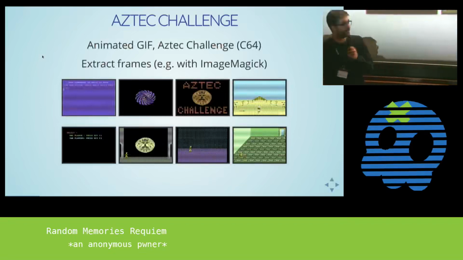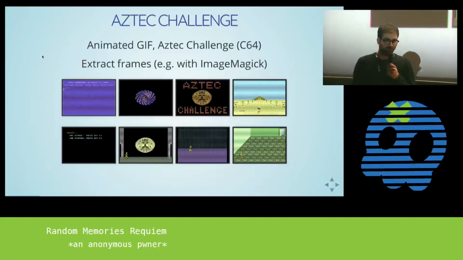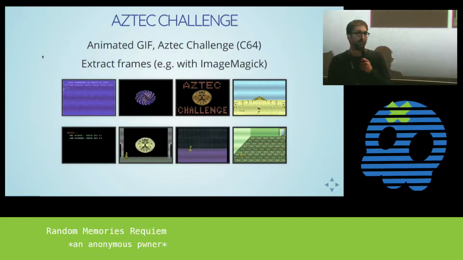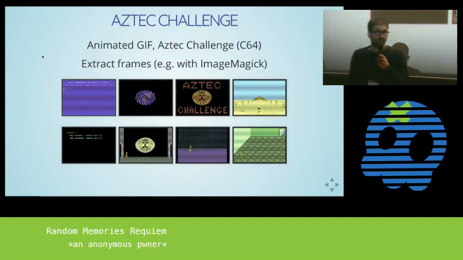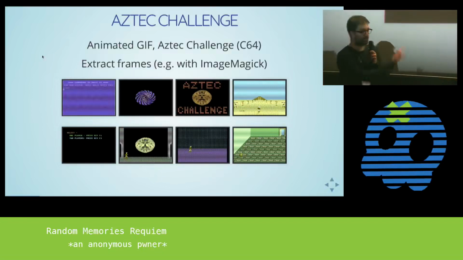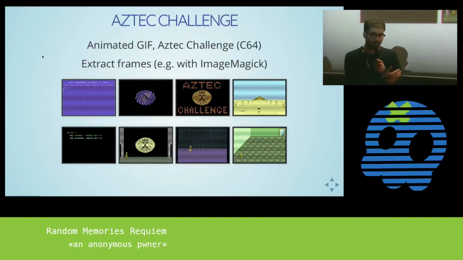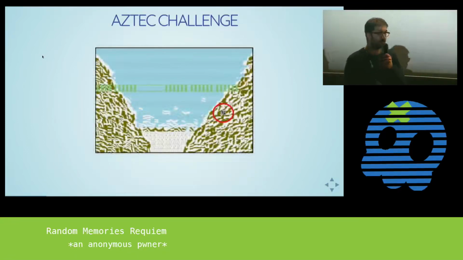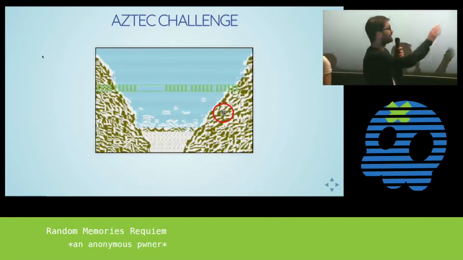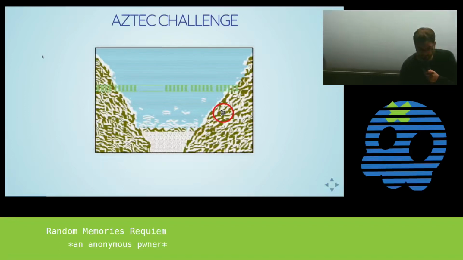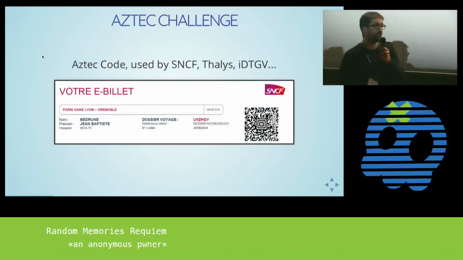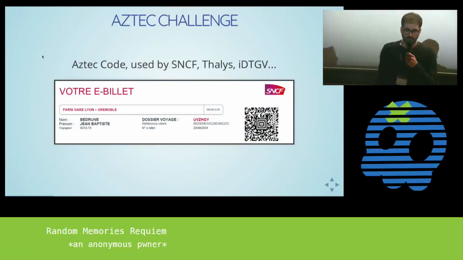So it was an animated GIF from pictures taken from the old Aztec Challenge game. And what you had to do is to extract frames from the animated GIF, for example with ImageMagick. Actually, it was simpler with ImageMagick for a certain reason, but it's fine. And one of them is peculiar. There's some kind of QR code inside. So if I zoom on it, it's not a QR code, it's an Aztec code. Maybe you never heard this name, but it's widely used, for example, in transport tickets.